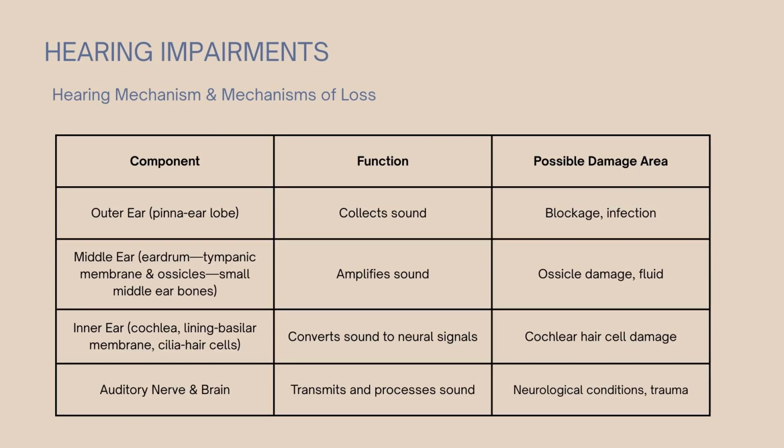the basilar membrane, and the cilia, which are the hair cells responsible for converting the sounds to neural signals. And then the auditory nerve transmits it, and then the brain processes the sound. So basically, that's how hearing works. And then these are the possible damage areas for each component.